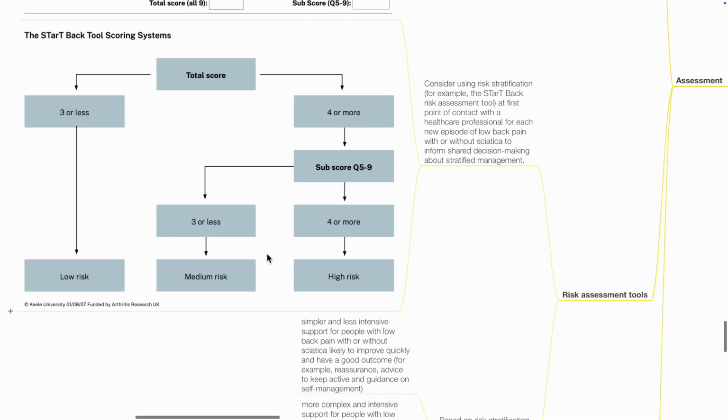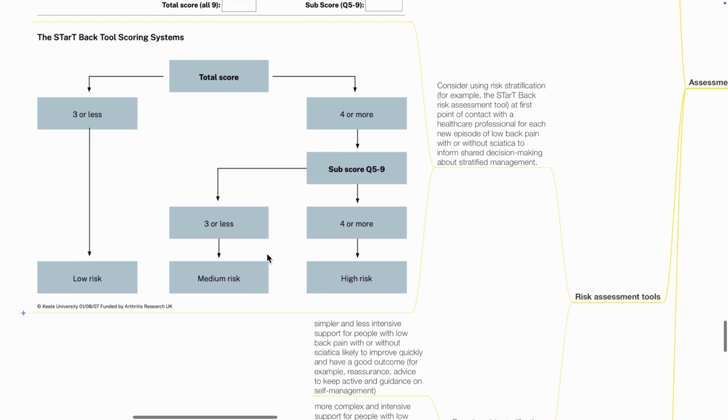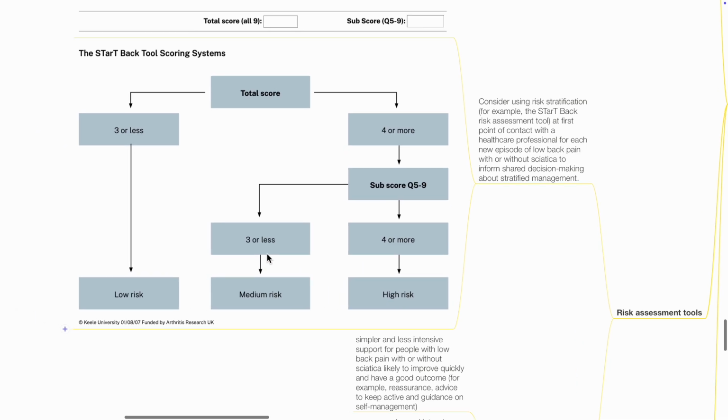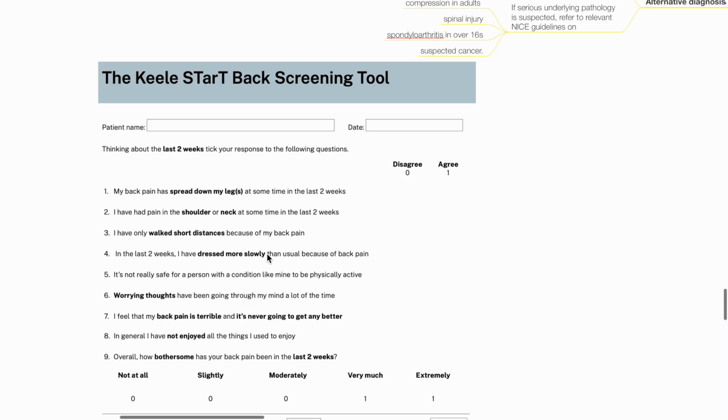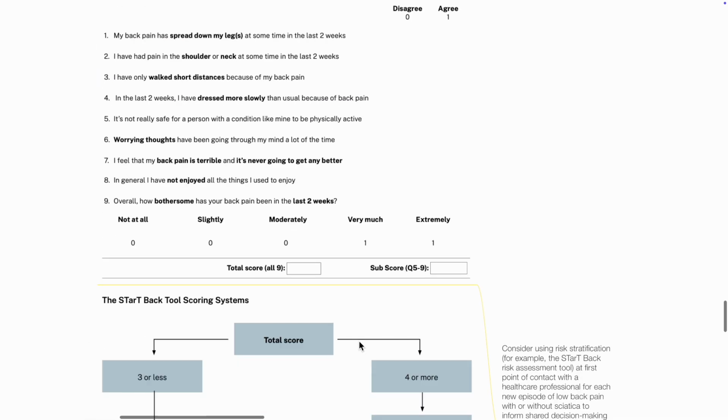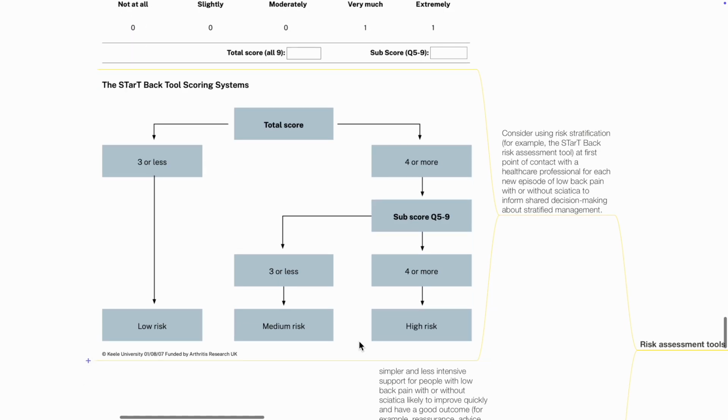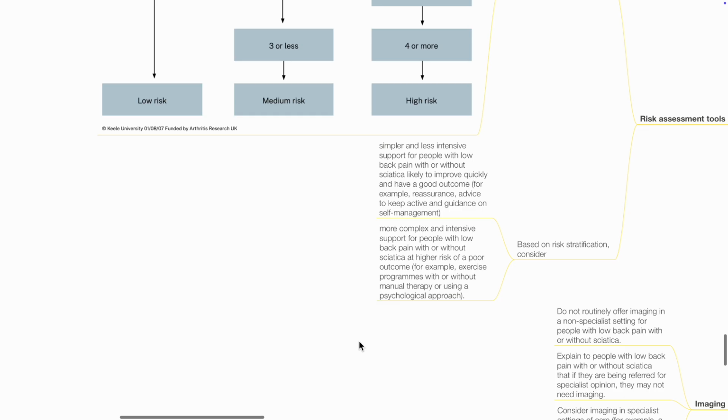Consider using risk stratification tools such as the STarT Back Risk Assessment tool at first point of contact with a healthcare professional for each new episode of low back pain with or without sciatica, to inform shared decision-making about stratified management. The STarT Back screening tool is included here for completion. Based on risk stratification, consider simpler and less intensive support for people with low back pain with or without sciatica likely to improve quickly and have a good outcome, and more complex and intensive support for people at higher risk of a poor outcome.